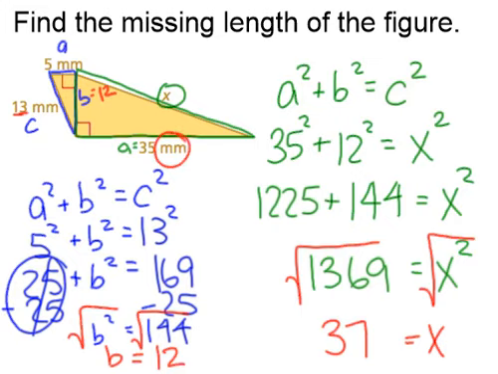And that's going to be in millimeters. And then when I put that back in, that would be reasonable since my longest leg is 35. The hypotenuse would have to be a little bit longer.